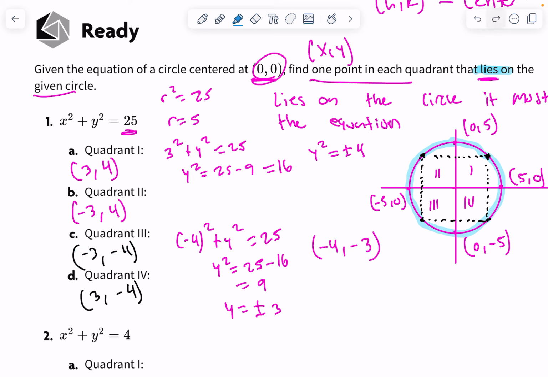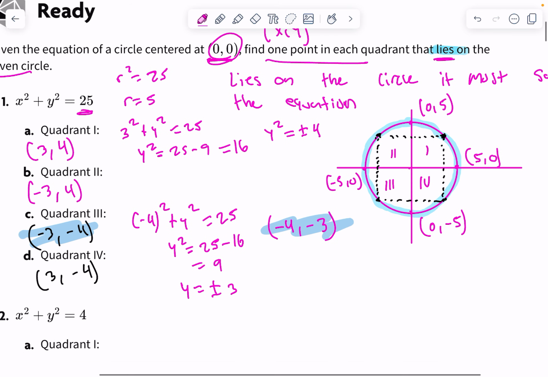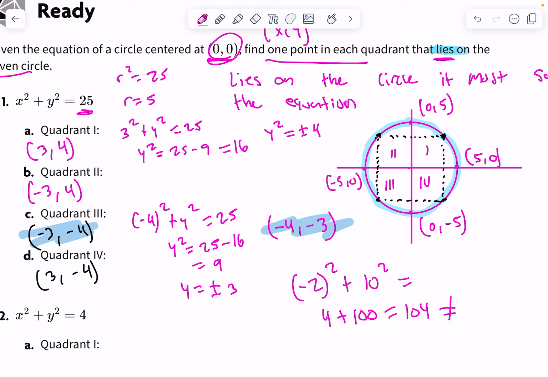So that's my whole point. That your answers might look different than mine, but this does not mean that you are wrong. How will you be wrong? You will be wrong if it does not solve accordingly, right? So for example, if you had told me that your x value was negative 2, and then you told me that your y value was 10. Let's just say that. So negative 2 squared is 4, plus 10 squared is 100. That's 104. That does not equal 25. So therefore, that point does not lie on this circle, okay? That's kind of like the biggest takeaway from this, okay?